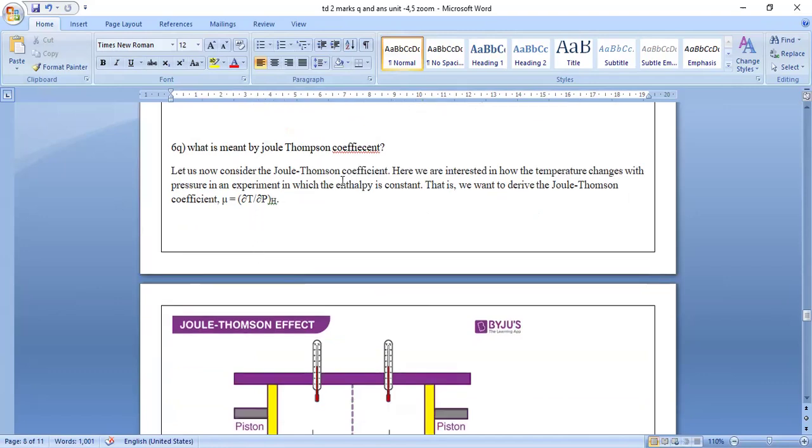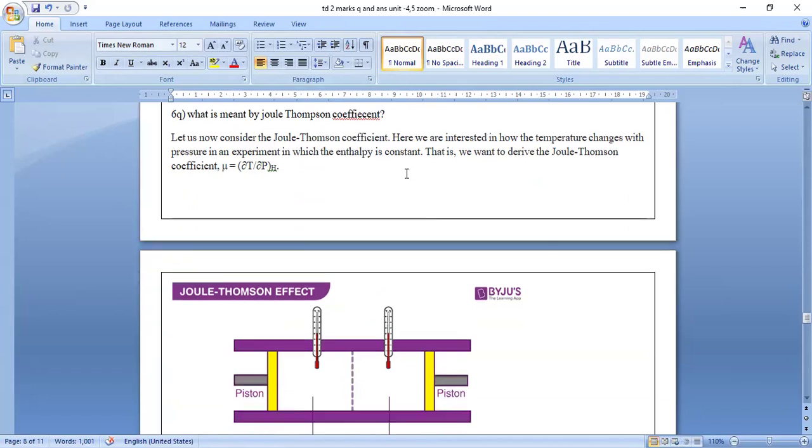What is meant by Joule-Thomson coefficient? So what is the explanation? Let us consider the Joule-Thomson coefficient. Here we are interested in how the temperature changes with the pressure in an experiment. So he has done an experiment on how a temperature changes. He was very particular about the temperature at which the enthalpy is constant. The enthalpy he has kept constant, only studying different temperatures.